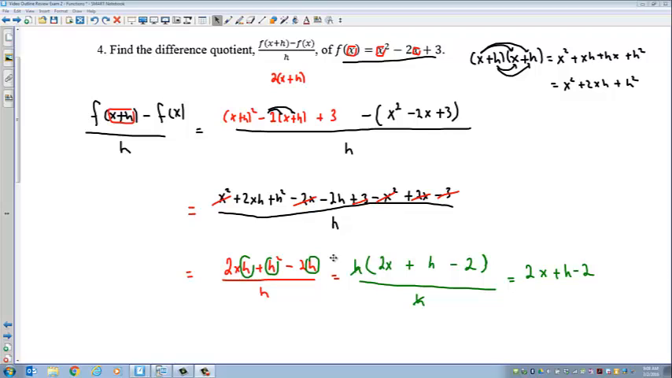So remember, at the end of the day, what this difference quotient actually helps us do is measure increasing and decreasing, concave up and concave down. But you won't actually use it until you get to Calculus 1. So let's move on to the next problem.